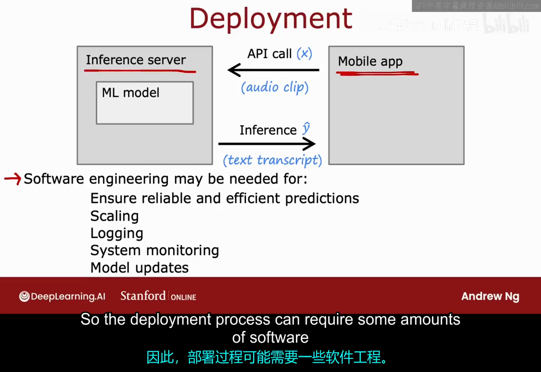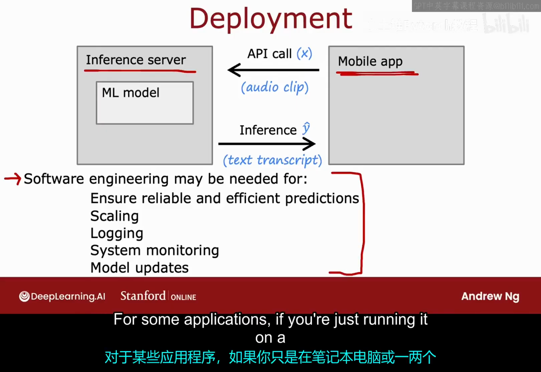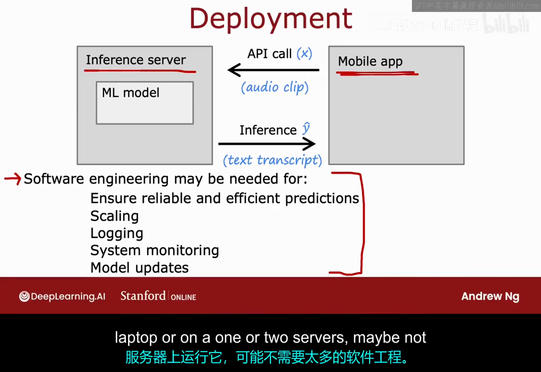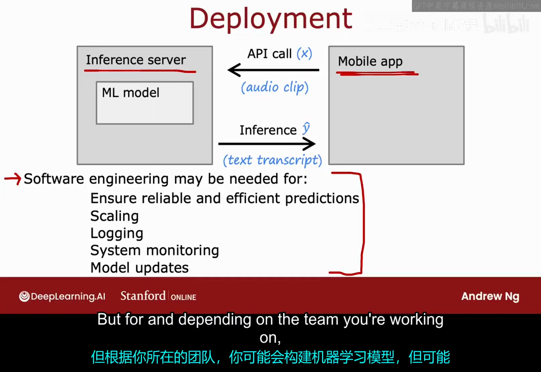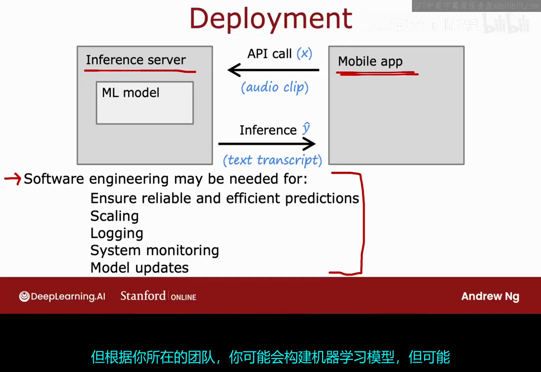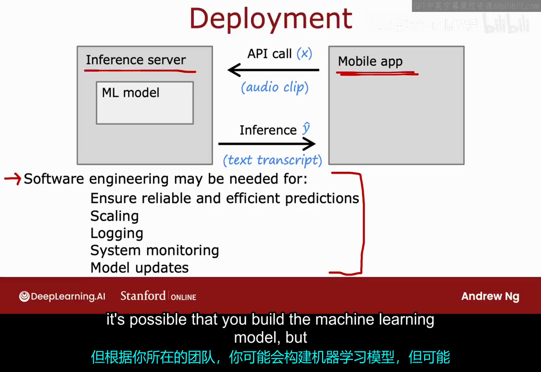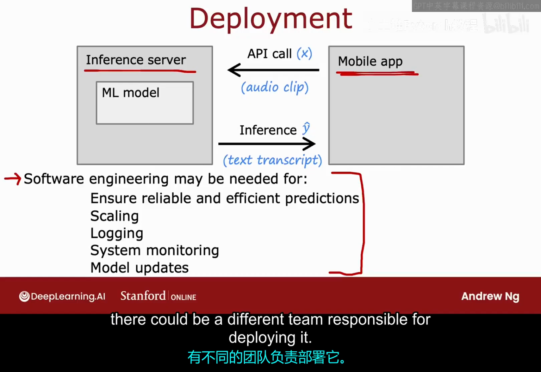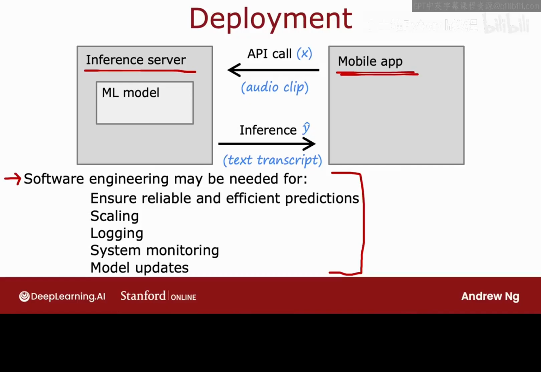So the deployment process can require some amount of software engineering. For some applications, if you're just running it on a laptop or on one or two servers, maybe not that much software engineering is needed. But depending on the team you're working on, it's possible that you build the machine learning model, but there could be a different team responsible for deploying it.